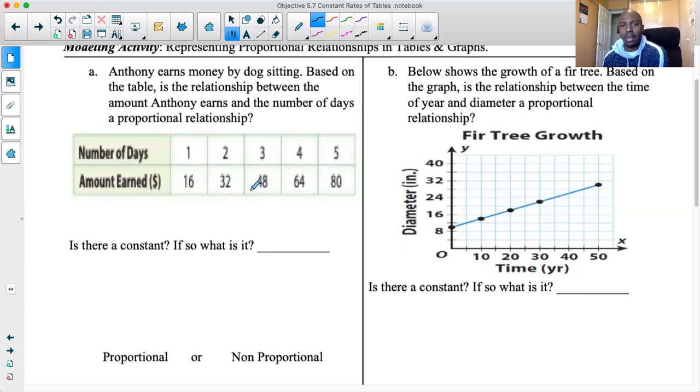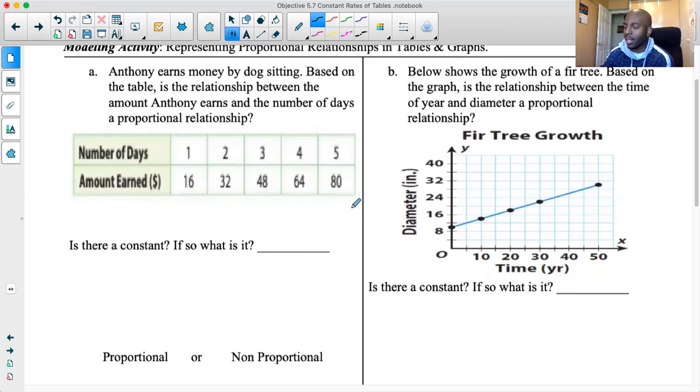So Anthony earns money by dog sitting. Based on the table, is the relationship between the amount Anthony earns and the number of days a proportional relationship? So he's dog sitting, and in the table it shows you that after 1 day he's earned $16. After 2 days, 32, 48, 64, and 80. So we can see that there is this consistent pattern, if you want to say, where he's earning money. But the question is, is there a constant?